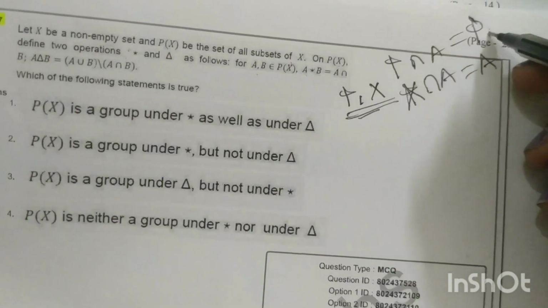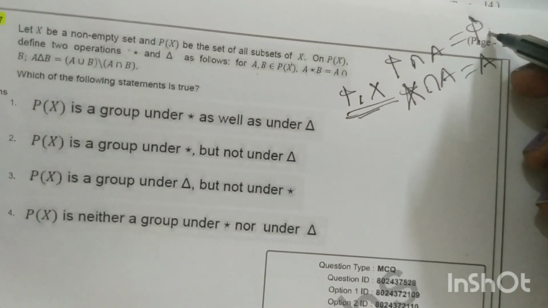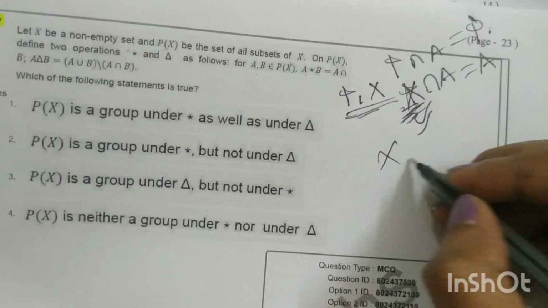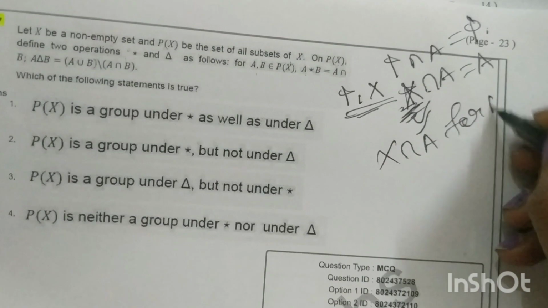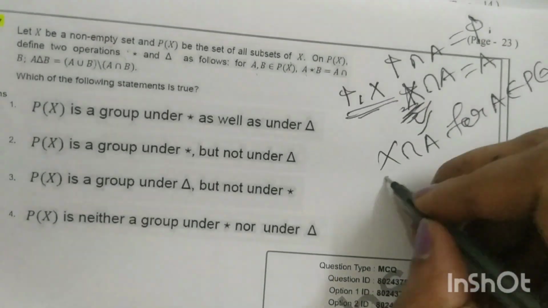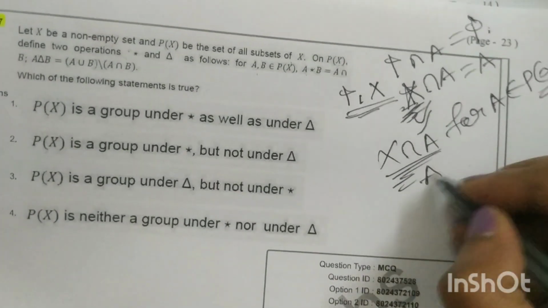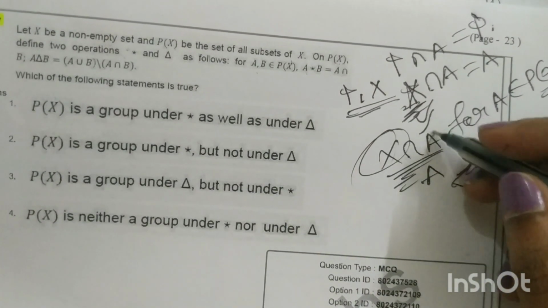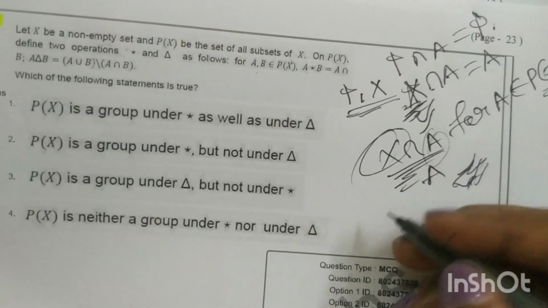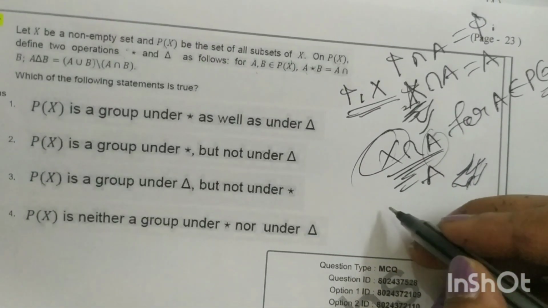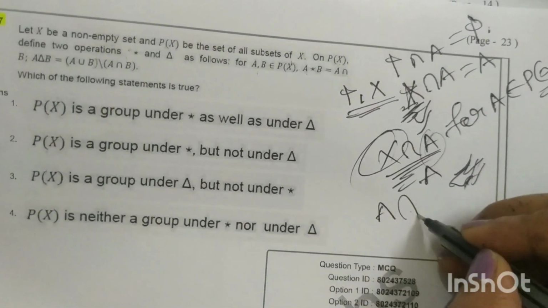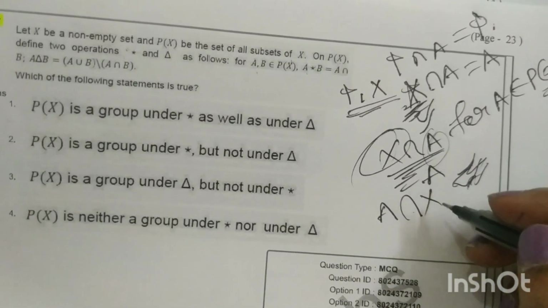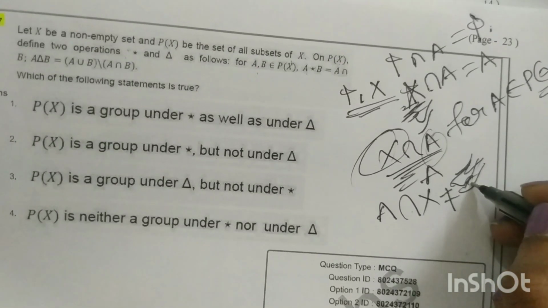Identity will not exist for phi; it will exist for X. X will do the work of identity. Yes, identity will exist. Okay, as you know, X intersection whatever, for all A in P of X, you will get A. So identity will exist but inverse will not exist, okay, different A for different A. I mean, as you see, A intersection X is not equal to identity, phi.